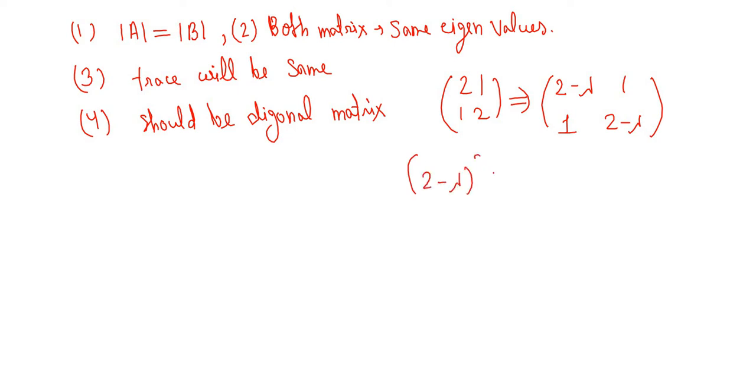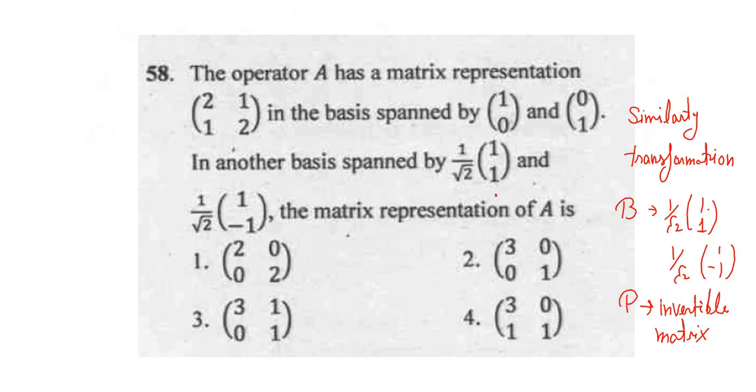So (2 minus lambda) whole square minus 1 will be equal to 0. 2 minus lambda will be equal to plus minus 1. So from here, lambda will be equal to 2 plus minus 1, so you will get 3 and 1. The diagonal matrix has its eigenvalues as its diagonal elements. So option 2 will be correct because it has 3 and 1.